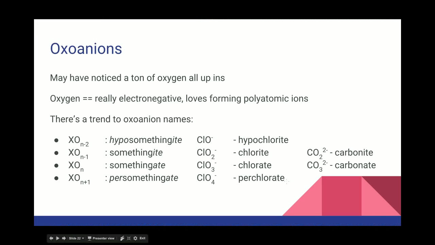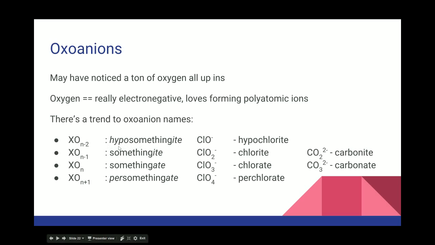Now, some of these extend beyond 8 and 8. They can have more oxygens or even fewer oxygens. And for that, you have to put a prefix on the name of the anion. So if it has even fewer oxygens, then it is hypo, whatever, ite.